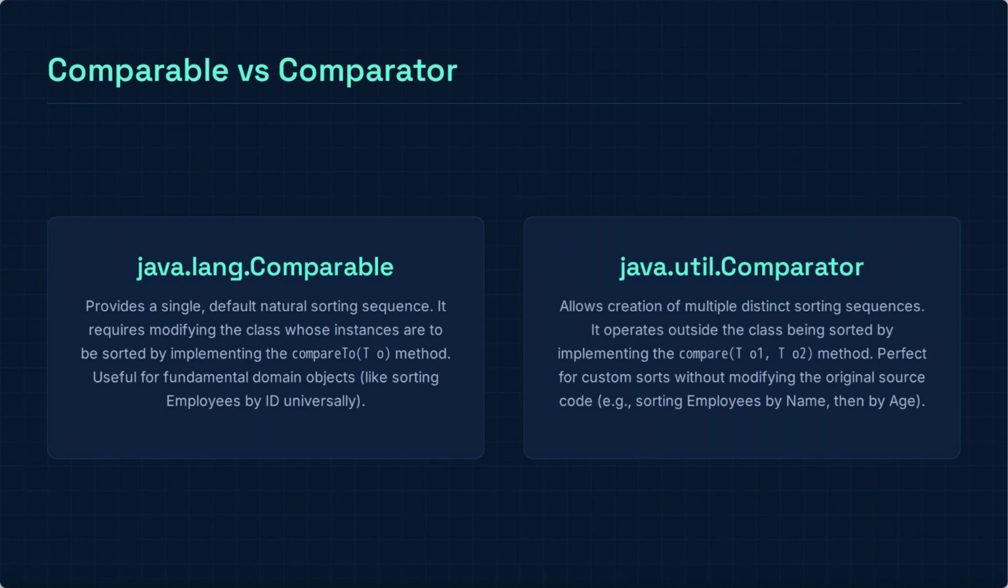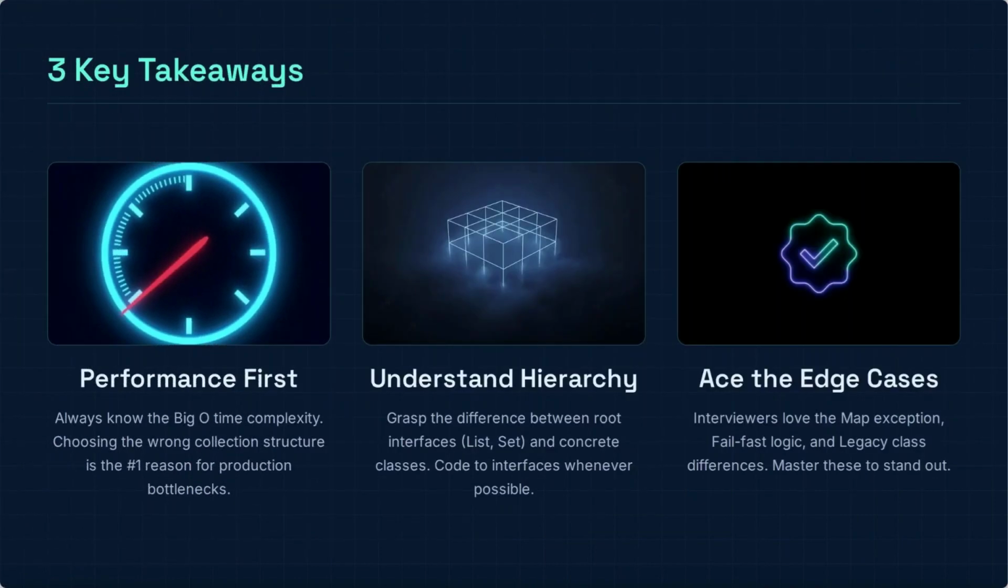The java.util.Comparator interface allows the creation of multiple distinct sorting sequences. It operates outside the class being sorted by implementing the compare method. This is perfect for custom sorts without modifying the original source code, such as sorting employees by name, and then by age. To summarize, here are 3 key takeaways.